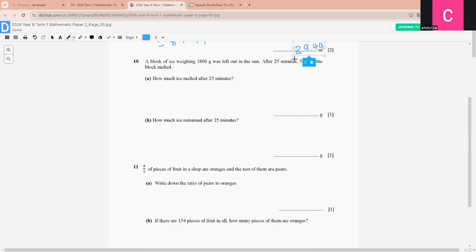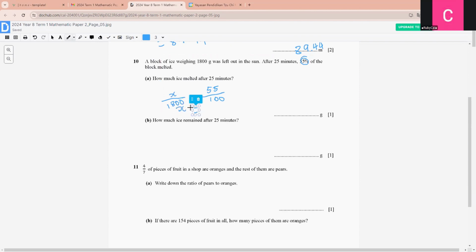After 25 minutes, 55% of the ice of the block melted. How much ice melted after 25 minutes? So we already know that 55% melted. So 55 over 100, which is the original. And the original weight of the ice was 1,800. We're finding the 55%.